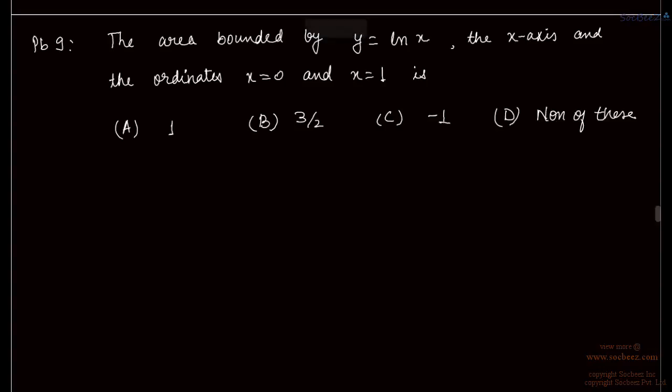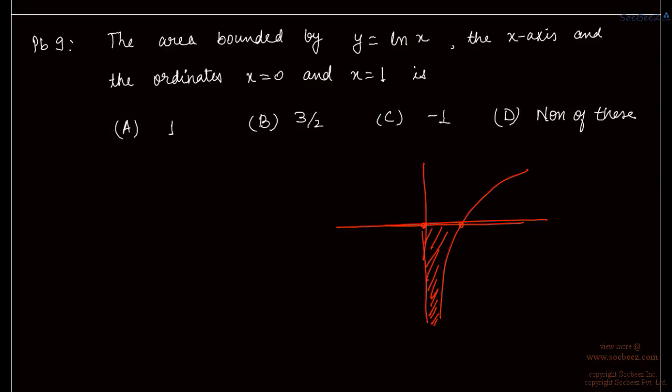Moving to the next problem, we have the area bounded by y is equal to ln x, the x axis, and the ordinates x is equal to 0 and x is equal to 1. So we have the curve y is equal to ln x, the ordinate x is equal to 0 is this, and x is equal to 1 is this, and the x axis is this axis. So we have to find this area.